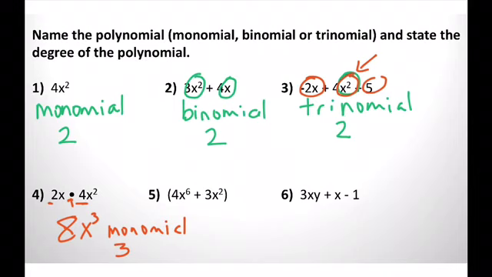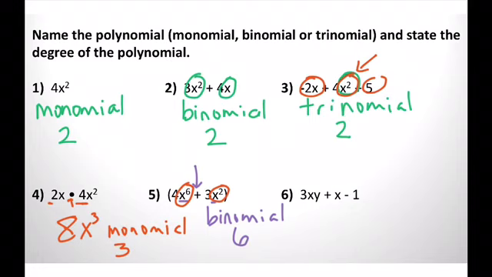Number 5, even though it's in parentheses, there's nothing to multiply. And since it says add, since they're not like terms, I can't add anything. So it is what it is. It is a binomial, and it is degree 6 because the 6th degree is bigger than the 2nd degree.